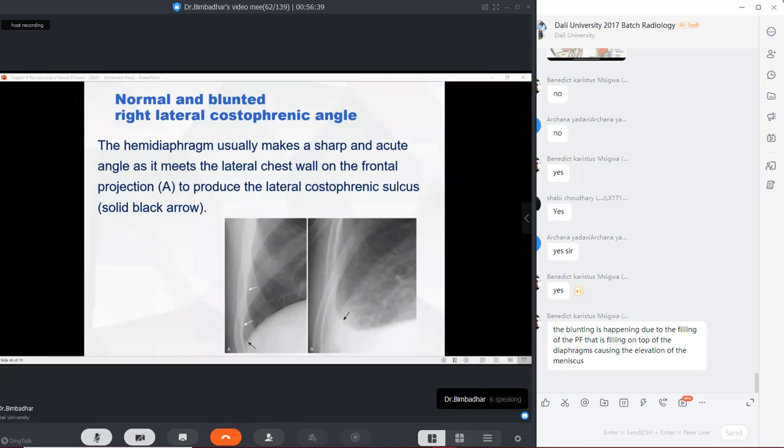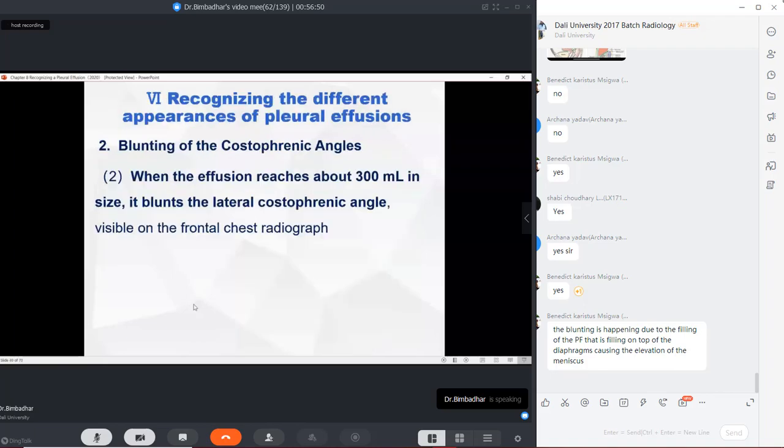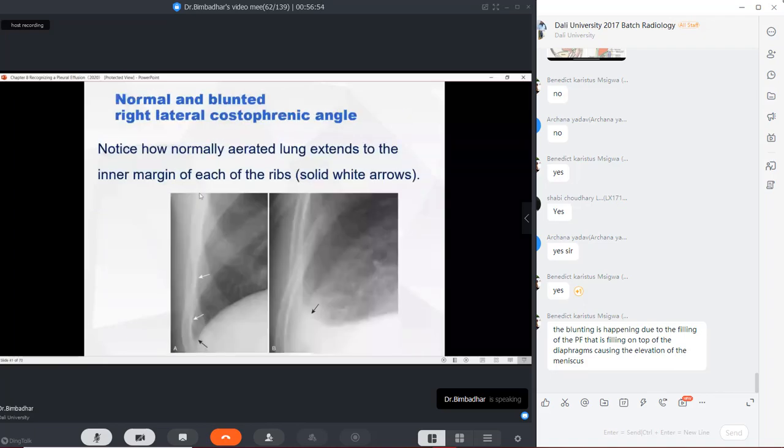Exactly. Yes, Benedict, you are correct. So this one is 300 ml of fluid, right? And now we can say here, aerated lung, generally in such kind of very small pleural effusions. Okay, we can say this as minimal pleural effusion.